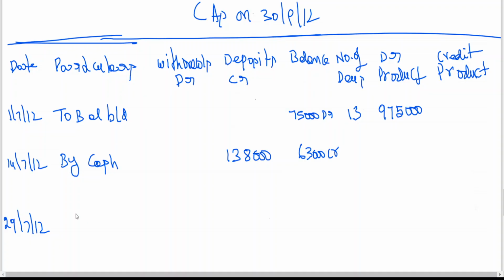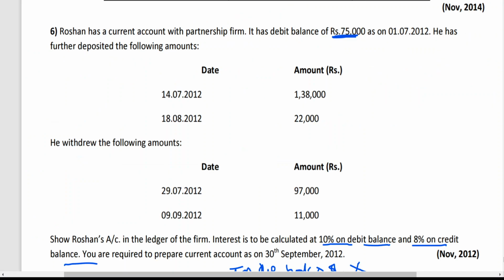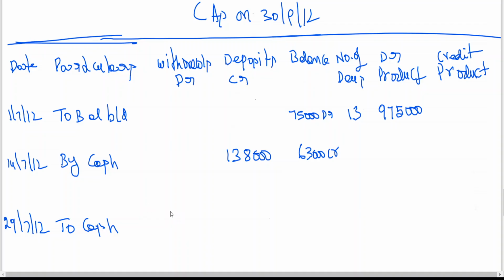29th July. Now on 29th July, what happened? Withdrawal, no? So to cash, or some people write self also. To cash. What is the amount being withdrawn? I think 97,000 has been withdrawn. Now let me calculate the number of days. As I told you, this credit balance was there from 14th July to 29th. 29 minus 14, how many days? 15 days. Are you following? The 63,000 rupees balance is there from 14 July to 29th July. That means 15 days for this balance. So 63,000 credit balance. The credit balance product will be written on the credit side.